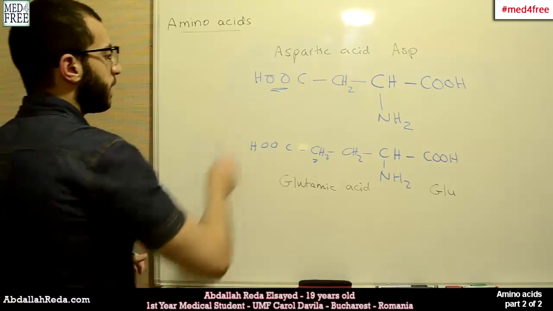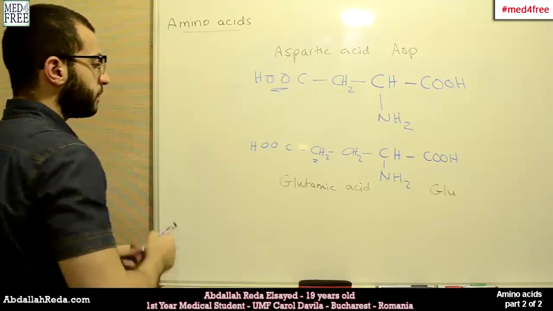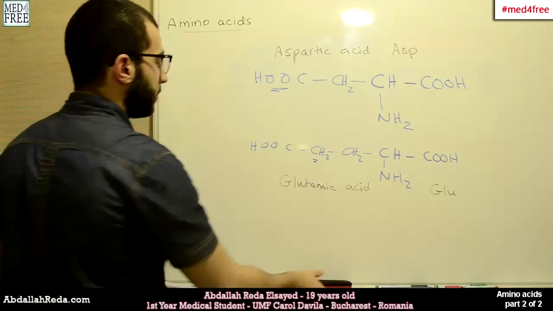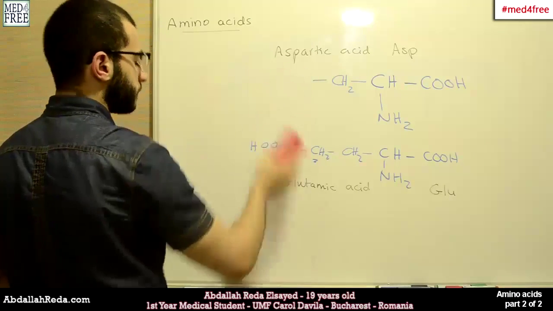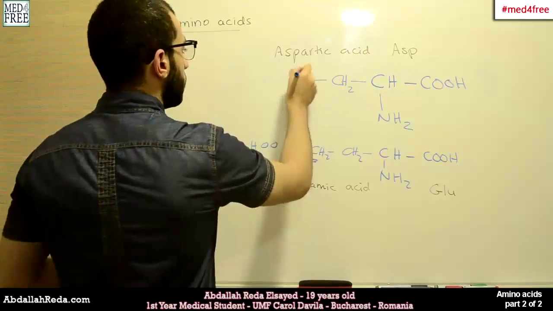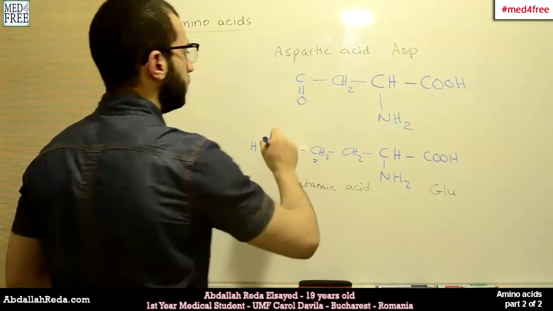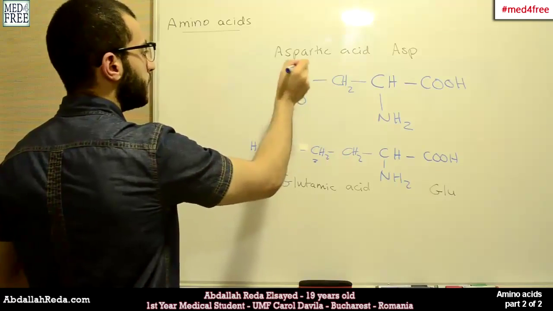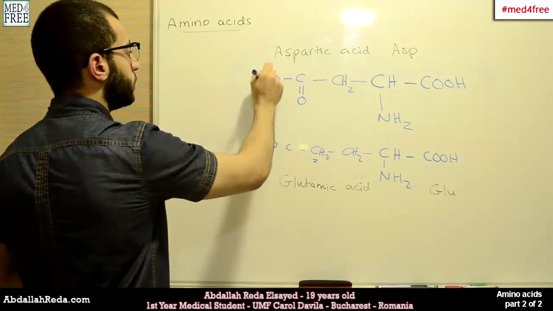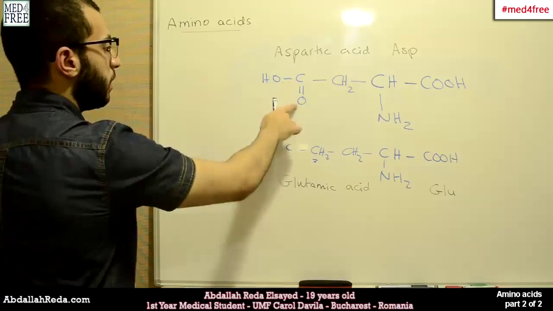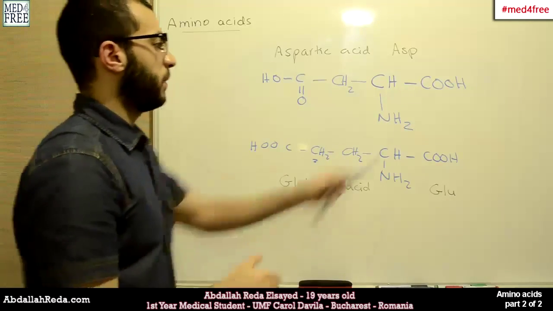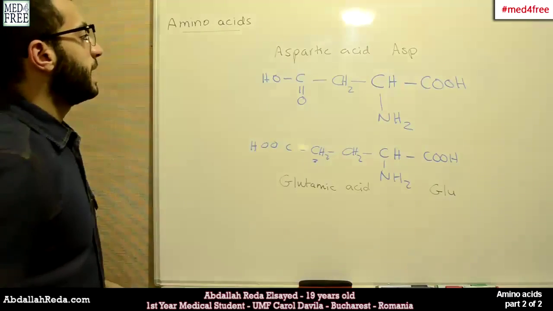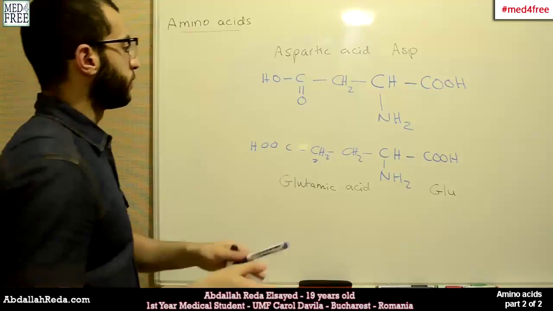Now, the carboxylic group here, if we want to write it in more detail, it would be written like this. We have a carbonyl group, which is C double bond O. This is called carbonyl. And the same carbon is bound to a hydroxyl group, COOH. It's the same thing here, but we write it like this, it's easier. So this is the structure of the carboxylic group.